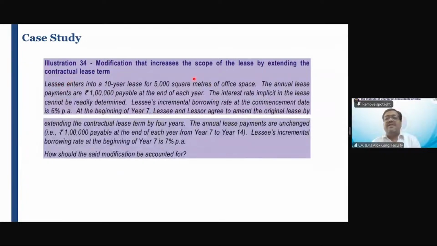Now let's discuss illustration number 34. Please read this illustration. I'm giving you 30 seconds. Please read this illustration. Then I will read it. Illustration number 34, a complete and complex illustration. I will solve this in the Excel file as well, right? Please read this illustration.